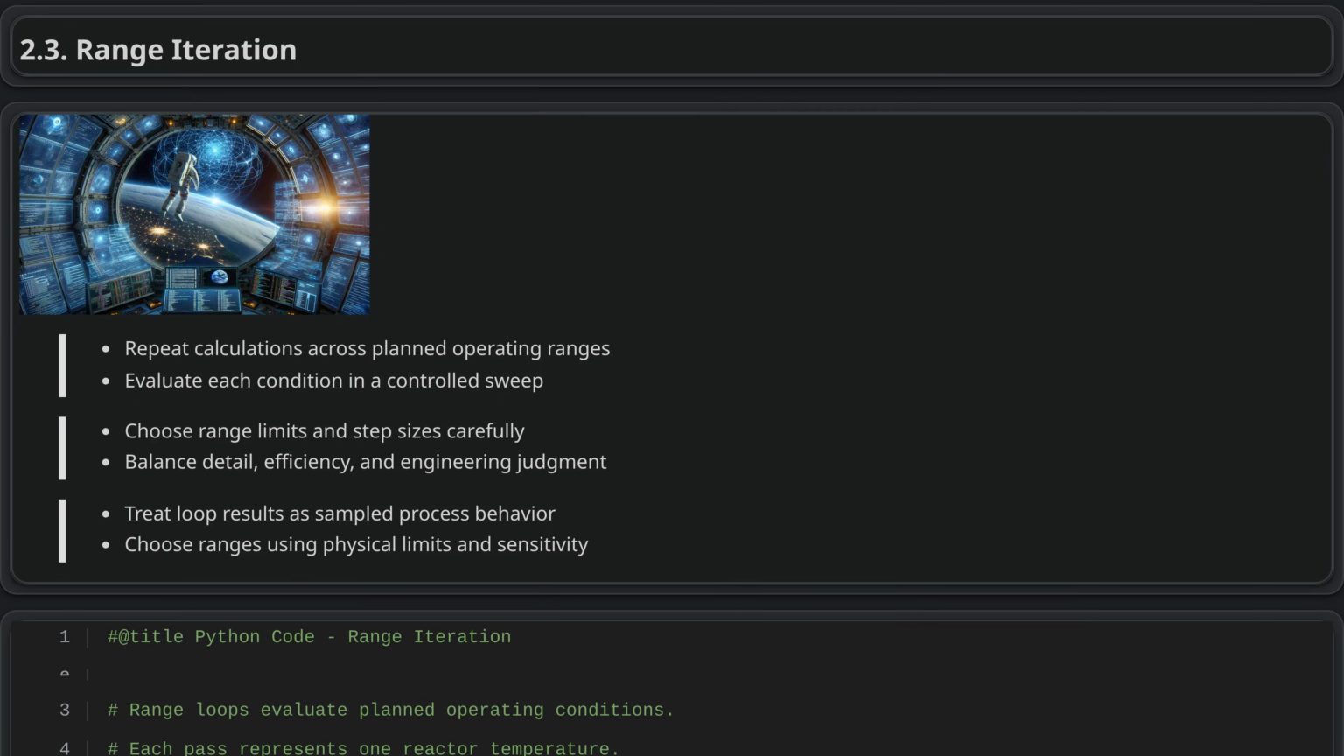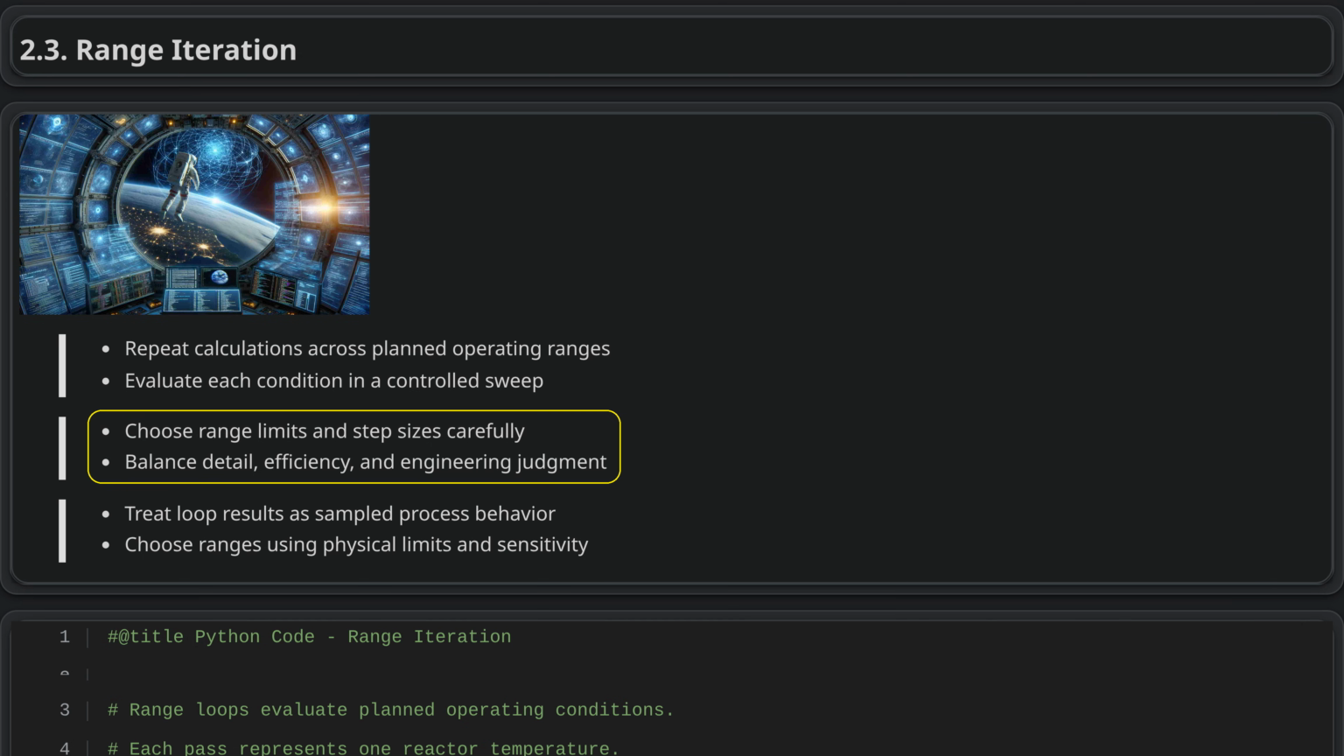Range iteration. Range iteration lets chemical engineers repeat calculations across changing conditions, such as temperature or pressure, without rewriting the analysis each time. By looping through each condition in an organized way, it makes process evaluation more efficient, reduces errors, and simplifies changes to the study. For example, reactor conversion can be estimated across multiple temperatures by evaluating one condition per loop iteration.